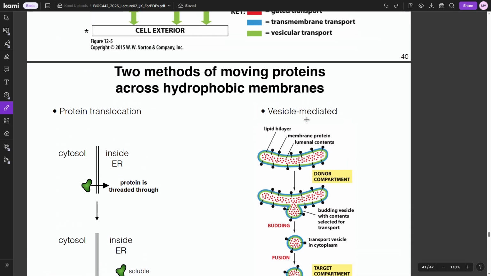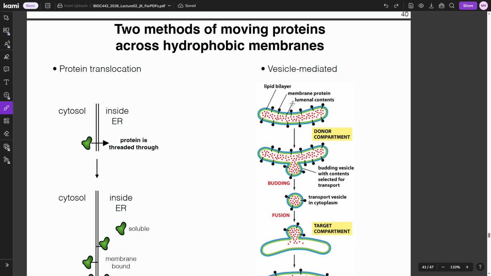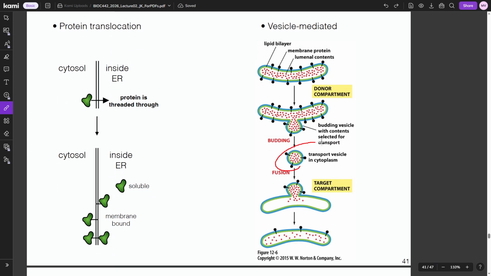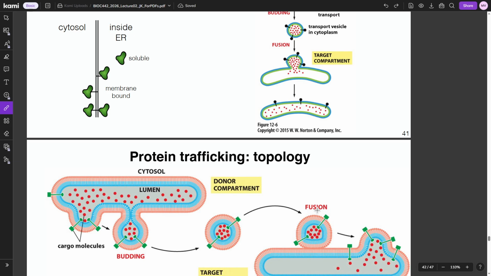Or you can use vesicles, right? Vesicles are like these membrane phospholipid circles. You can see how it forms here. You can see how it's budding, with these little proteins inside, and then it buds, and then it fuses again, and then it releases. So those are two ways of transporting proteins.